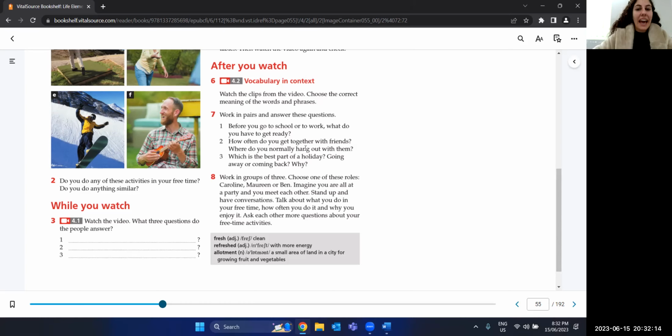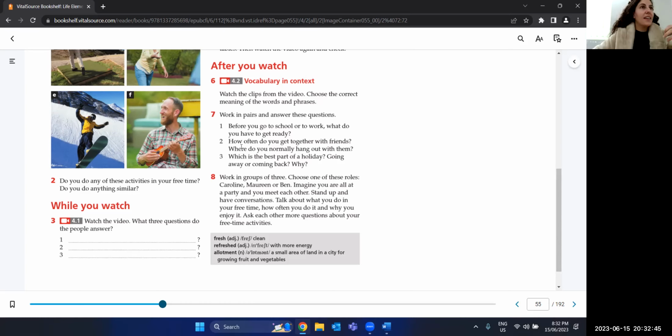Where do you normally hang out? So it's talking about a place. When you hang out somewhere, you're in a place. Where do you hang out with them? Is it in a bar, at the school, at your language school? Is it at the cafe? Is it in the park, in the streets, on the beach? Because it's talking about place. Where is always a question about place.